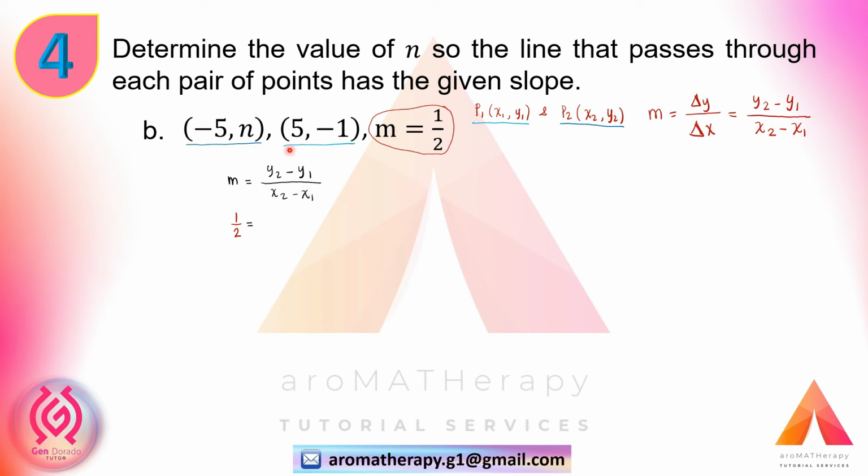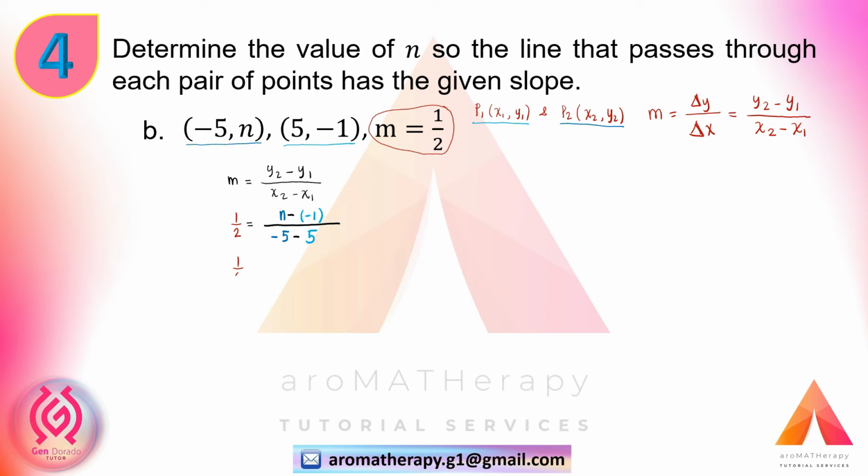Okay? This is discussed in our example number 3, letter A, in solving for the slope. So, just watch it again. Okay, now let's substitute all values here. So, you write n minus negative 1 over negative 5 minus 5. In solving for this one, you need to recall your lesson in solving integers, particularly subtraction of integers.